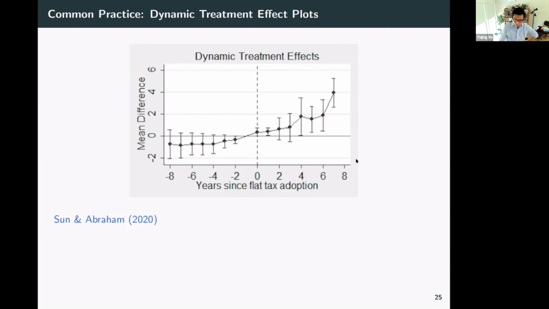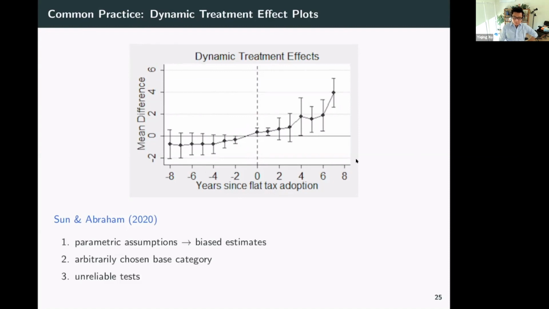There's a bunch of problems with this type of plot. Recently, this paper showed that because of parametric assumptions, when the treatment effect is actually heterogeneous over time and across different cohorts, you have biased estimates. And another problem is that you arbitrarily choose a base category. This may or may not be a good idea, and there's not much research devoted to this.